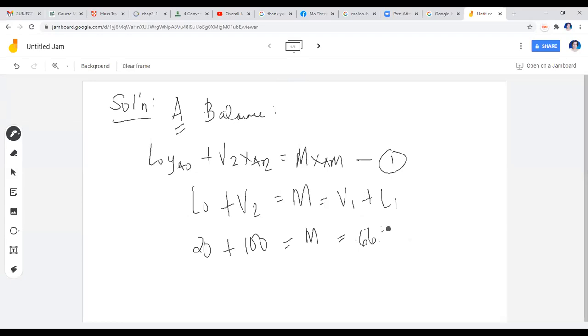This is 66.7, and an L1, which is 53.33. Why am I knowing that it's 53.3? Because this M has to be 120 also. Either you do an overall material balance using the original streams, or you use the values that we got from our previous calculation, that should give you 120. So BJ is correct. Your M is 120.